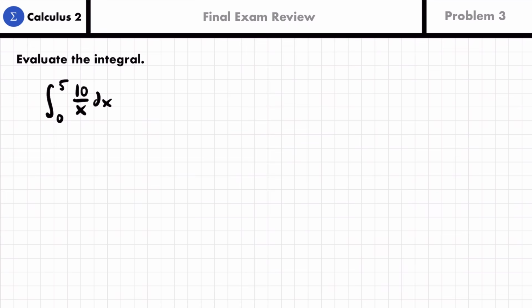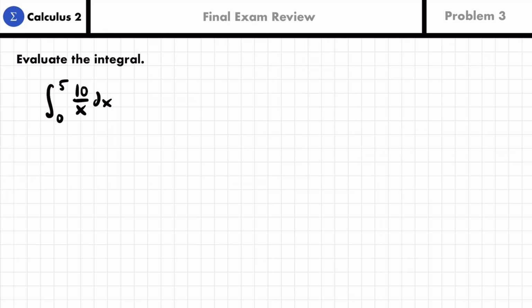don't forget that improper integrals are also a thing when the function in the integrand is not defined for a value that you are integrating over, right? In this case, we are integrating from 0 to 5, but 10 divided by x is not defined at x equals 0. Because if x equals 0, you have 10 divided by 0, which is an undefined value. You can't divide by 0. So what we have here is an improper integral, and so we need to treat it as such.